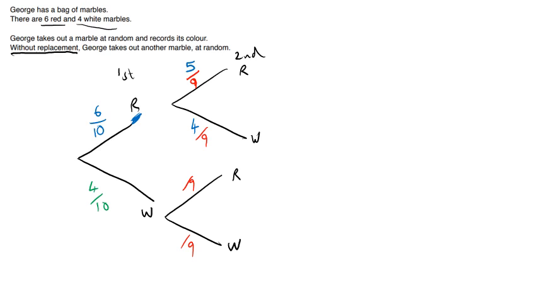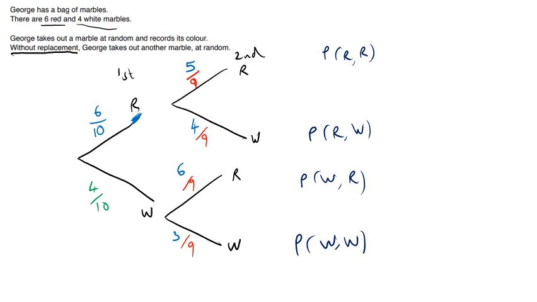In terms of the other option, so the other option is that I pulled out a white marble first, in which case there are still 6 red marbles in the bag, but the number of white marbles, because I've taken out 1, has reduced to 3. And then I would encourage you just to write out all of your different options. So we could have the probability of red, red, the probability of red, then white, the probability of white, then red, or the probability of white, then white.